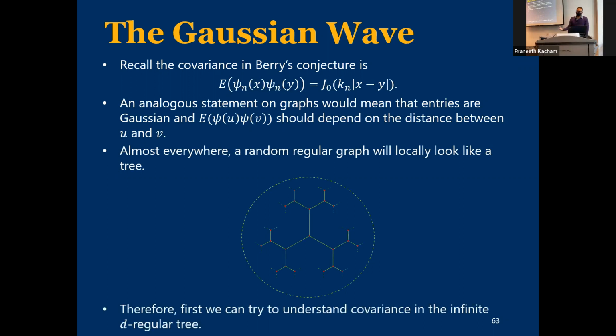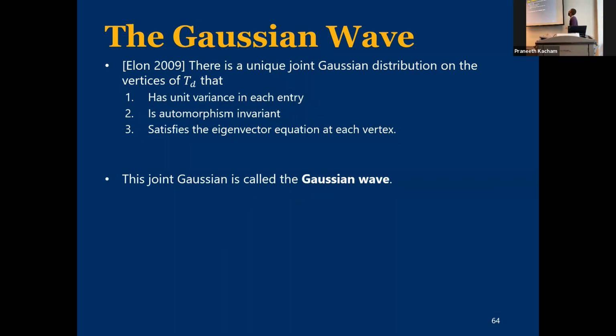So first, we can try to understand what this covariance should look like in the infinite tree. This result of Elon from 2009 says that there's a unique joint Gaussian distribution on the infinite tree, such that every entry has unit variance, the distribution is automorphism invariant, and it satisfies the eigenvector equation at each vertex. This is what he dubbed the Gaussian wave.